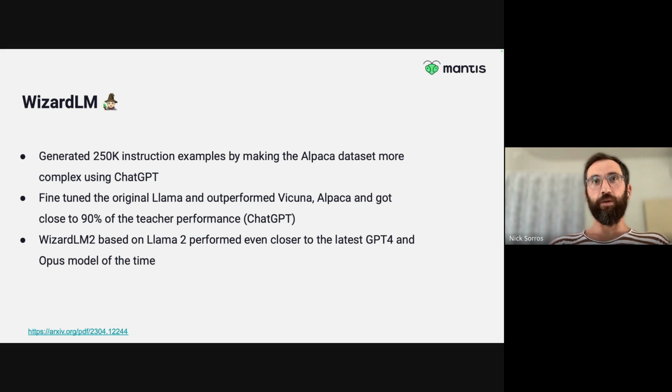Now, the Wizard LM series, of course, continued when Llama 2 was launched. So the Wizard LM2 was published then, which got quite close to GPT-4 and Opus, what was basically the frontier models of the time, not surpassing them, but as the first version did, got quite close with this strategy.